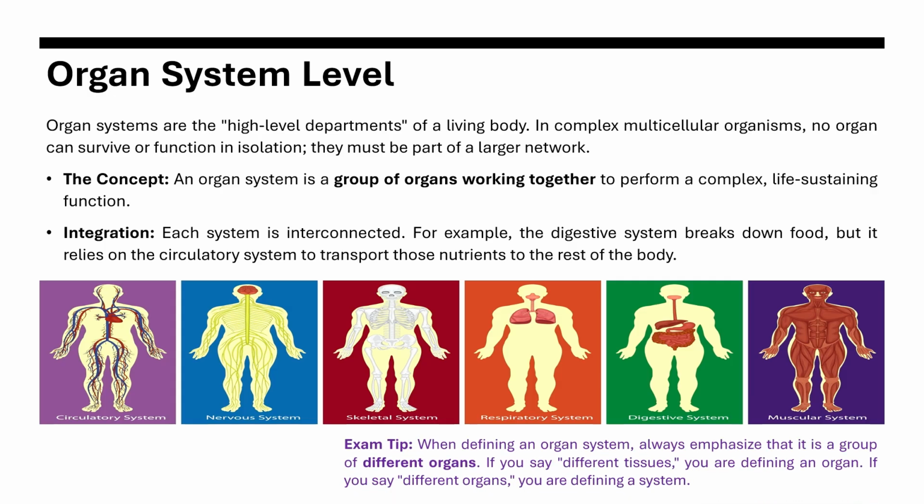So remember, my dear students, organs provide the specialized service, but organ systems provide the large-scale results. And life is a very beautiful, synchronized dance between these different departments. As an exam tip, when defining an organ system, always emphasize that it is a group of different organs. If you say different tissues, you are defining an organ, okay? So if you say different organs, you are defining a system. Keep this difference in your mind and memorize it very accurately and precisely.